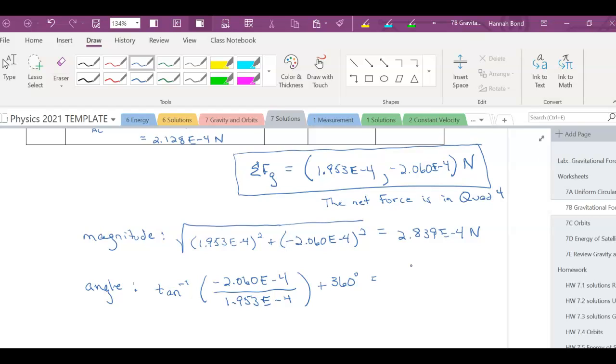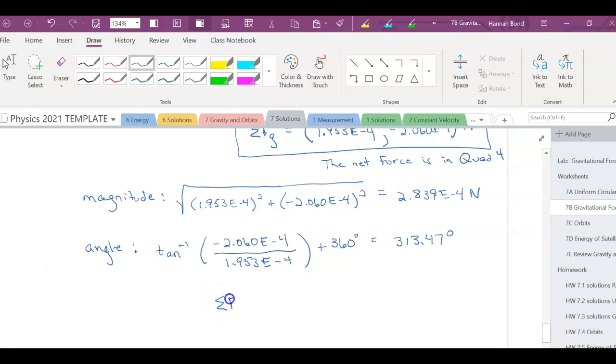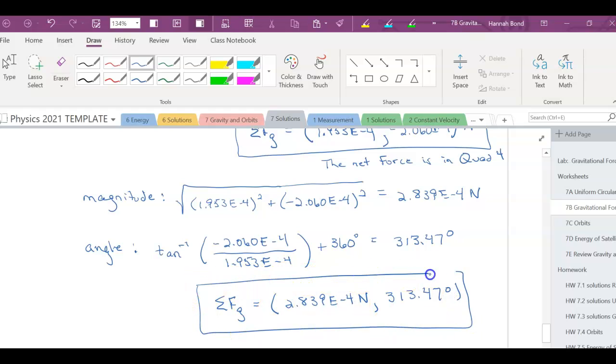Okay, so let's take the arctan of these two numbers. So I've got negative 2.060 e to the negative 4 divided by 1.953 e to the negative 4. And when I do that, I get negative 46.5 degrees, but I'm going to add 360 because it's nice to give our angle as a number between 0 and 360. And so it's 313.47 degrees. So I'll write this net force, net gravitational force, in polar notation. It's 2.839 e to the -4th newtons, acting in a direction of 313.47 degrees. And that is the answer that we're looking for.